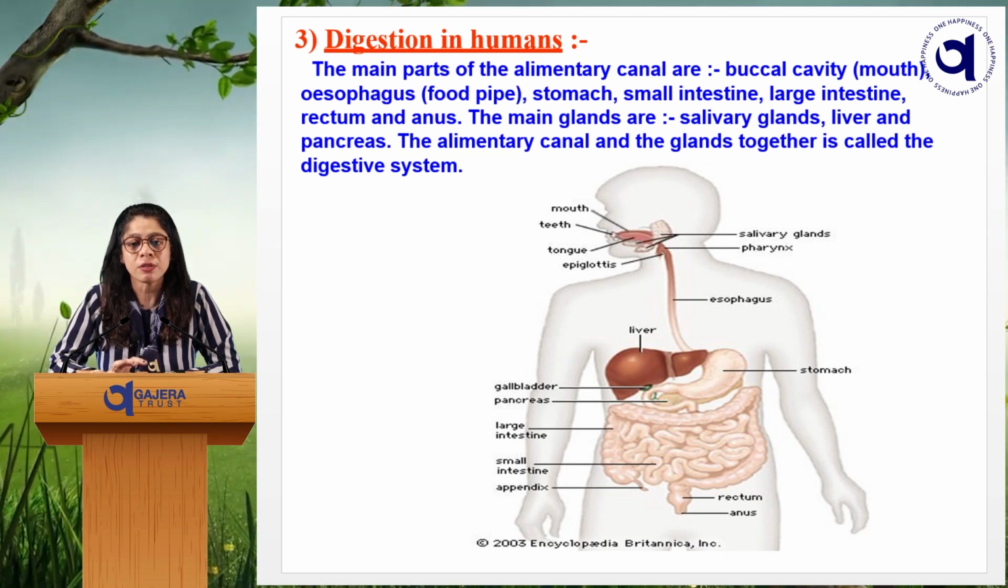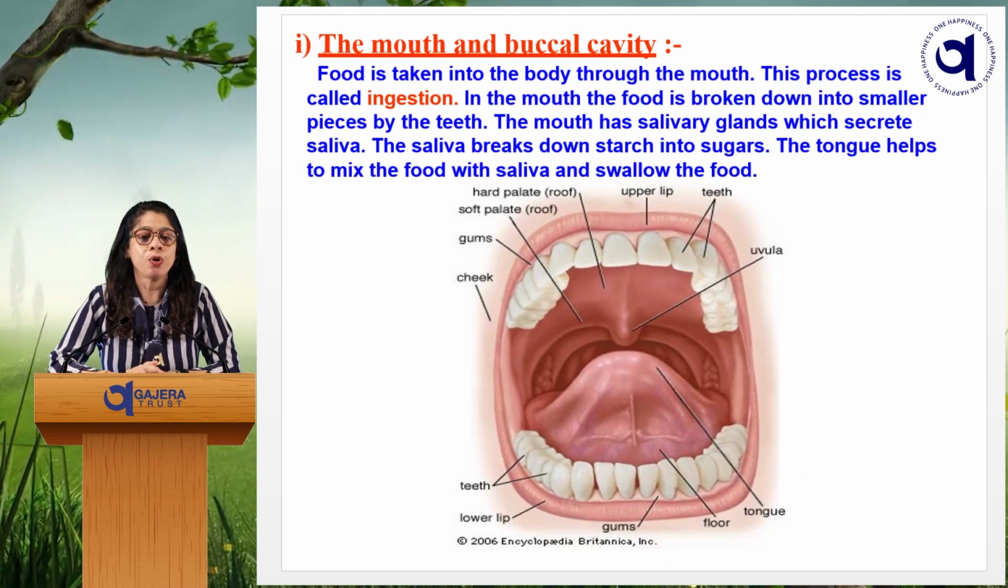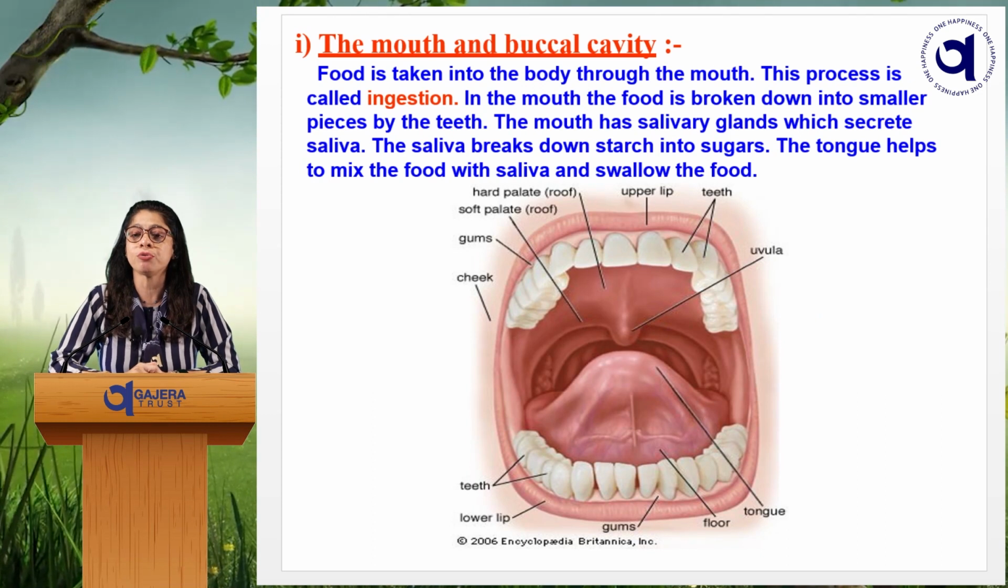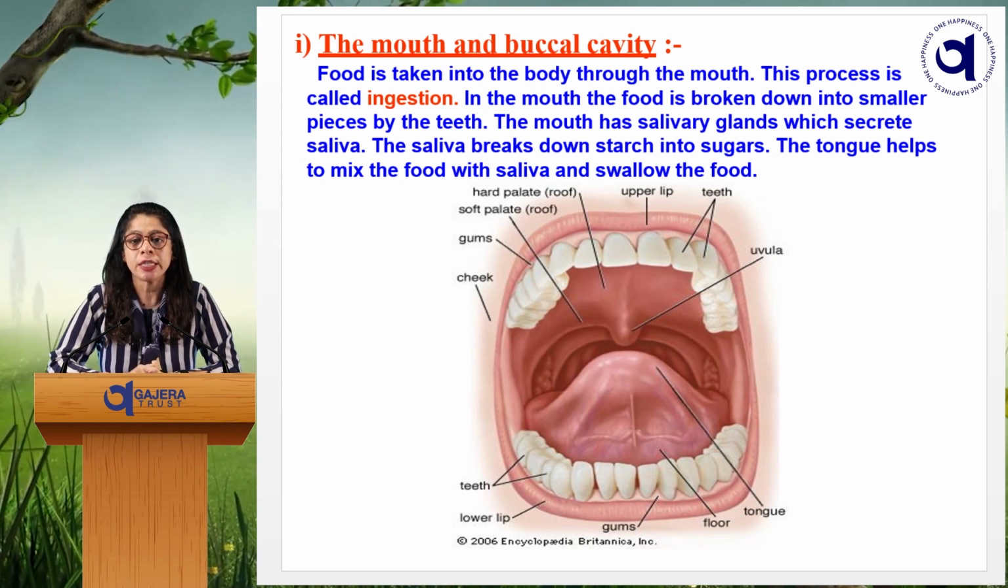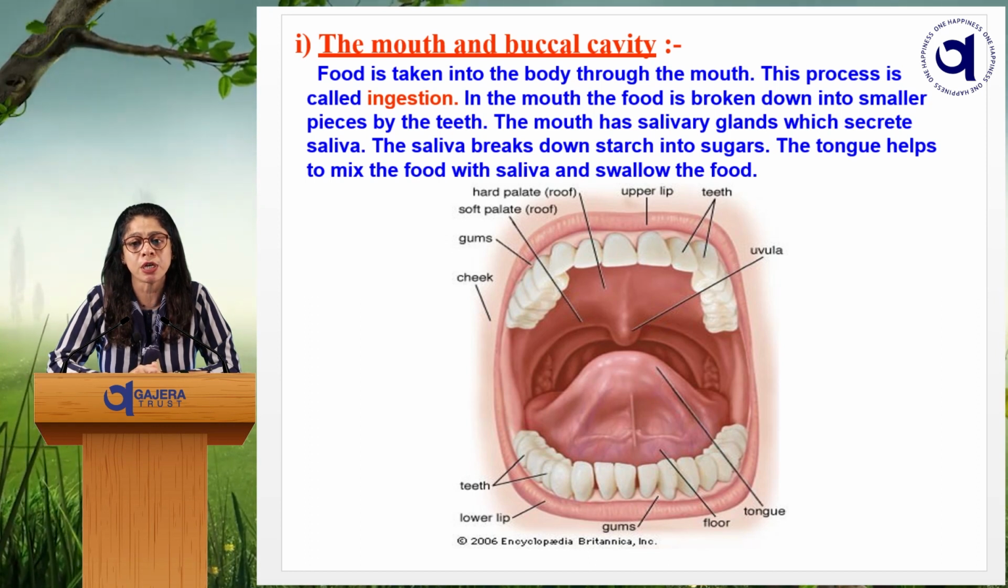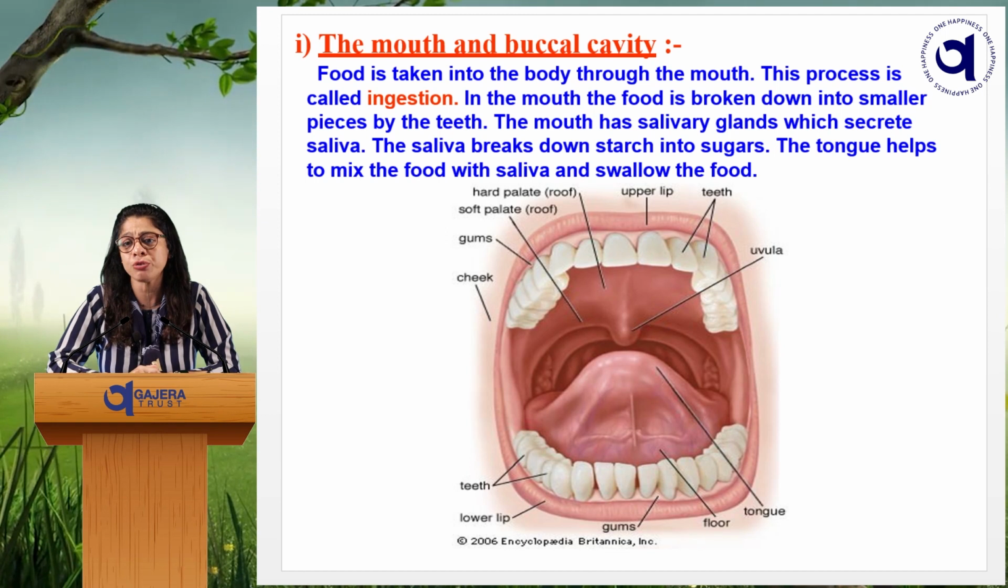See this structure. Then the mouth and buccal cavity. Food is taken into the body through the mouth. This process is called ingestion. In the mouth, the food is broken down into smaller pieces by the teeth. The mouth has salivary glands which secrete saliva. The saliva breaks down starch into sugars.